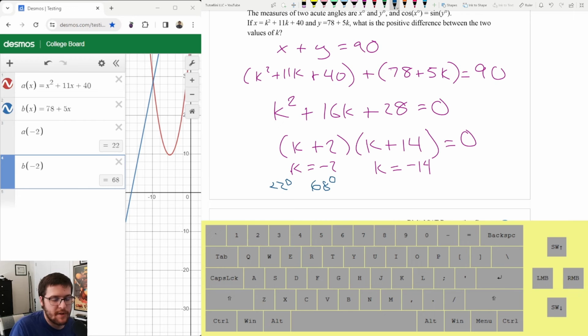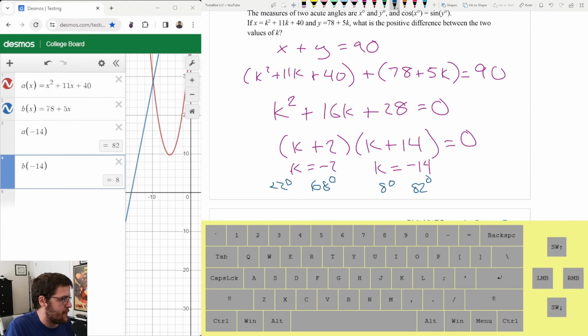Do you see what I'm kind of looking for here, guys? If we got one that was negative or bigger than 90, then the solution would not make sense. That would be an extraneous solution. But this one's good, so that one's good. Now let's try negative 14. Okay, so we get 8 degrees and 82 degrees. Those are also both acute, both between 0 and 90, and they do add up to 90. They're complementary. So it certainly seems like we did a good job.